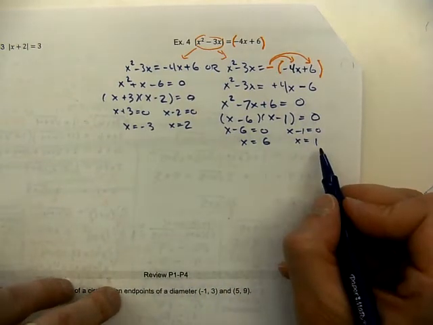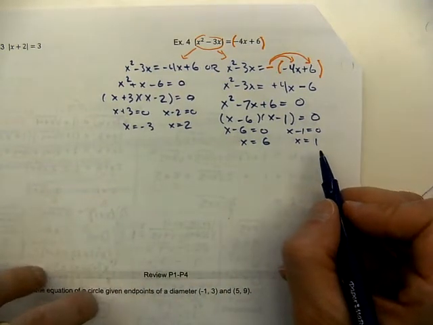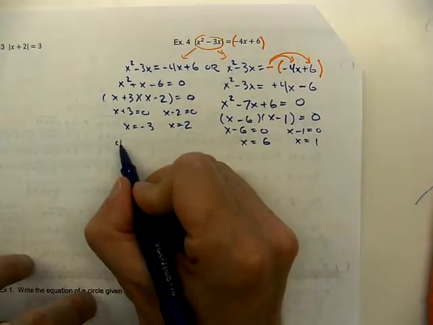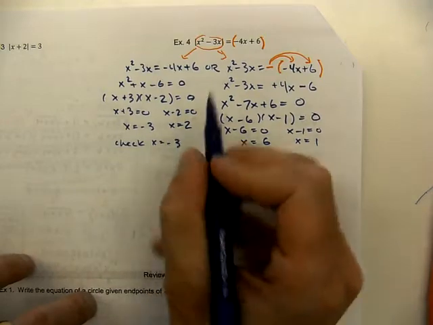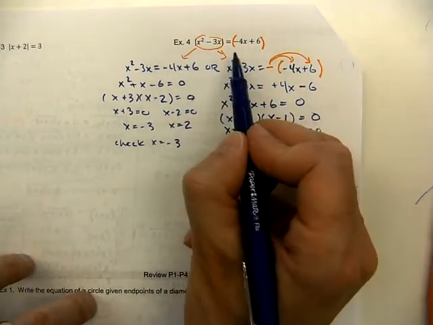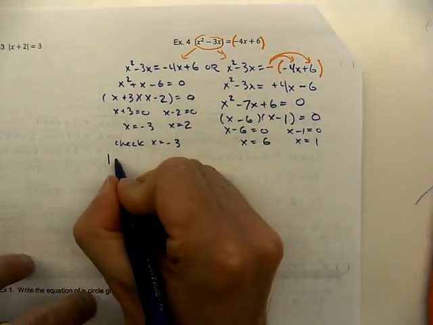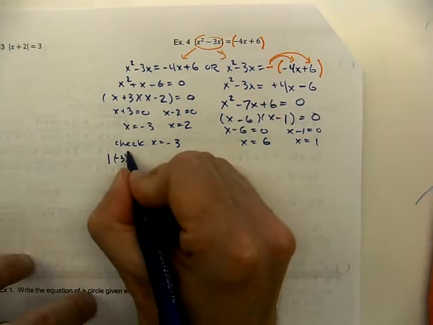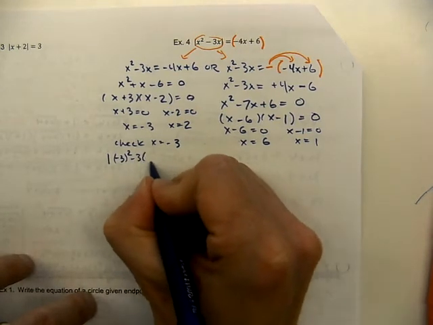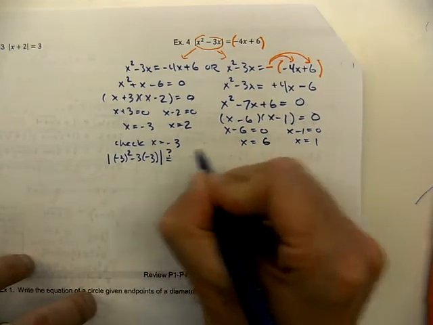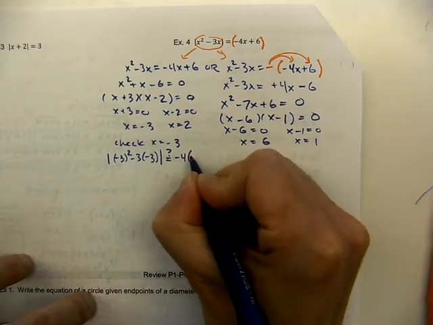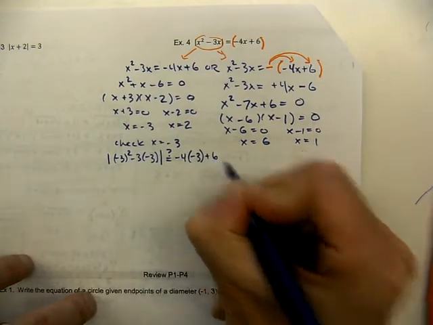So again, 4 is too many. We know some of these have to be extraneous, so we're going to check all of them. So let's check the x equals negative 3 first. We'll plug that into the original problem that you see up at the top. We want to know, will the absolute value of negative 3 squared minus 3 times that input of negative 3 equal negative 4 times the input of negative 3 plus 6?